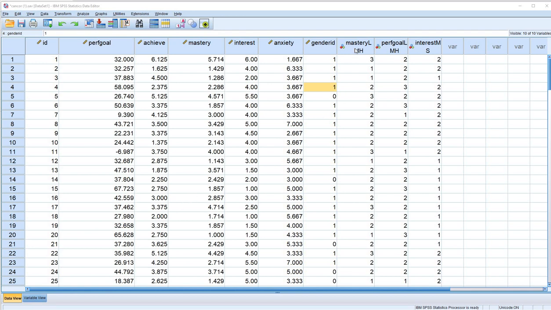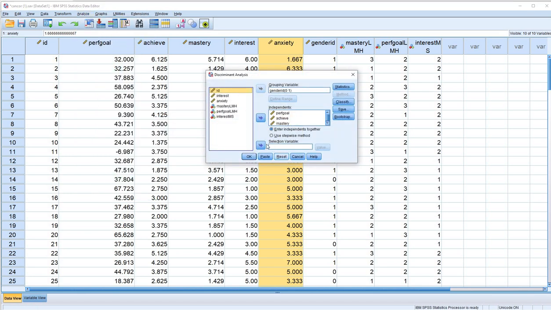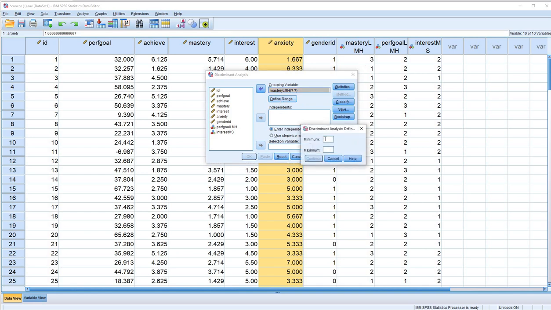So here we are back at our data set. Our dependent variable is going to be this one right here, and our predictors will include performance goals. Then we have achievement, followed by interest and anxiety. So let's run our analysis by going to Analyze, go to Classify, and then go down to Discriminant here. I'm going to click on Reset, and I'm going to move my Mastery LMH variable over to the Grouping Variable box. And the values on this variable range from 1 to 3. So we're going to click on Define Range, and we'll type in 1 for the minimum and 3 for the maximum. We'll click on Continue. We'll move our predictors over to the Independents box.